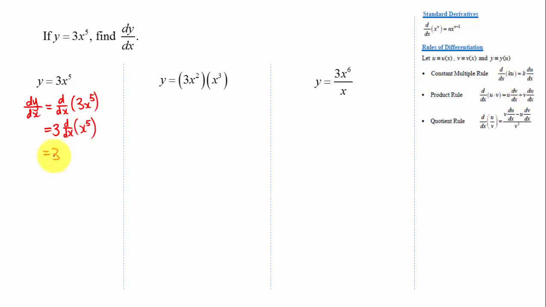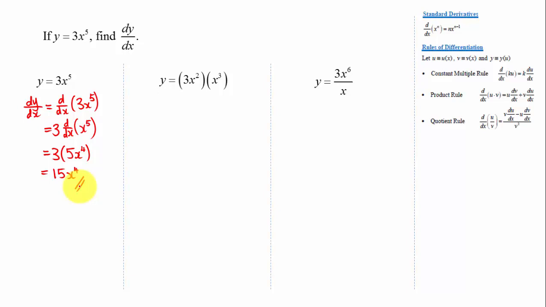So 3. Now if I want to differentiate x to the power of 5, I can refer to the power rule of differentiation. It says that if I want to differentiate x to the power of n, where n is a number, I just need to bring down the power n and reduce the power by 1. Bring down the power 5 and reduce 5 by 1. 5 minus 1 will be 4. Evaluating the expression, 3 times 5, I will have 15x to the power of 4. This is my final answer.